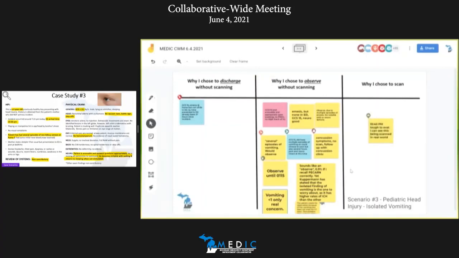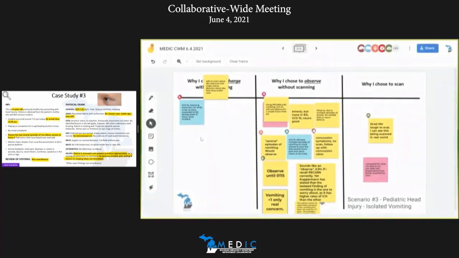Okay. Thank you. So for the person who chose to discharge without a scan, if someone could just read that, I just can't make out the writing. So it says GCS 15, vomiting at home but not while in ED. By the time presented to ED, already been 3+ hours since incident. Fair points.